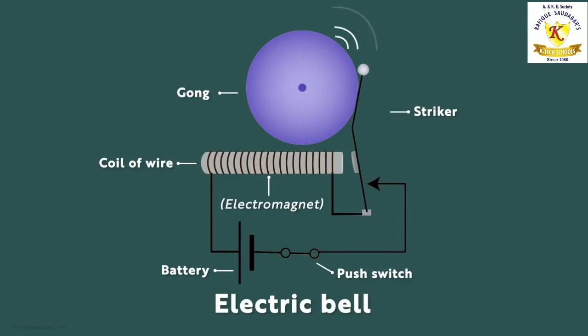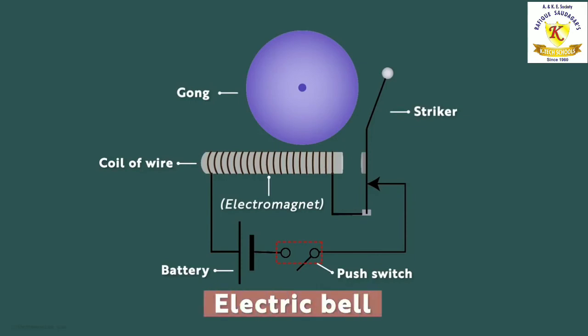This process will continue until the switch is open again. As soon as we release the push button, the circuit breaks and the bell stops ringing. That is the basic idea of an electric bell, how it works. I hope you all have understood this concept, children.